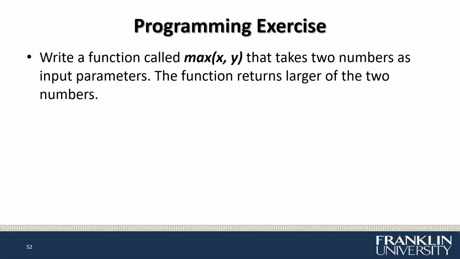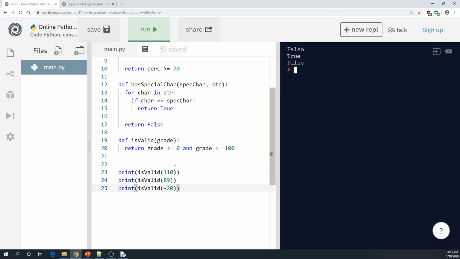So let's try to do some programming exercises from what we learned in the selection lecture. Write a function called max that takes two numbers as input parameters. The function returns the larger of the two numbers. How do I return the maximum? So I can add max x y. How do I return the maximum of the two numbers?